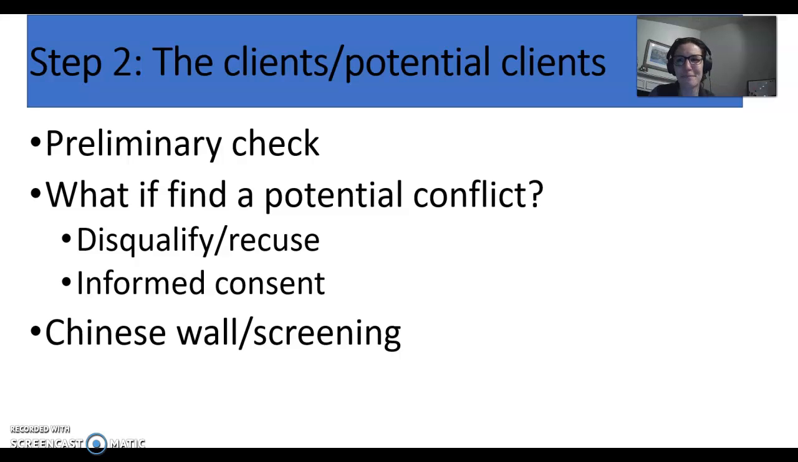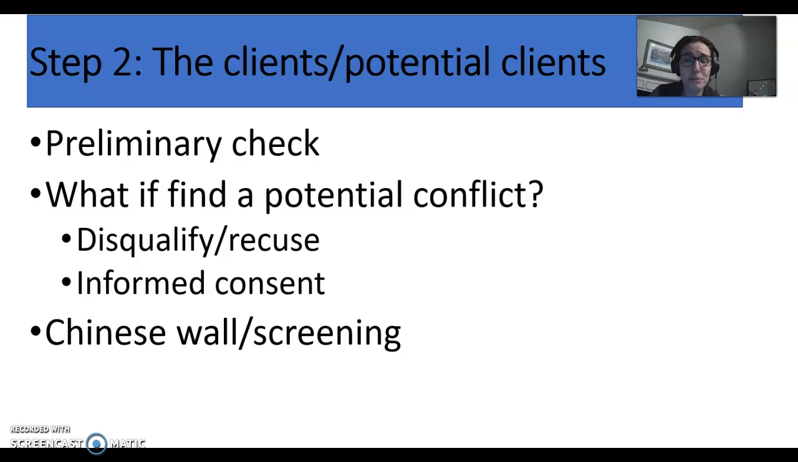Hi, everyone. I'm back. I was just finishing up talking about identifying who the client is. We were using the example of a corporation and how there are real people behind the corporation, even though the client itself is the corporation.